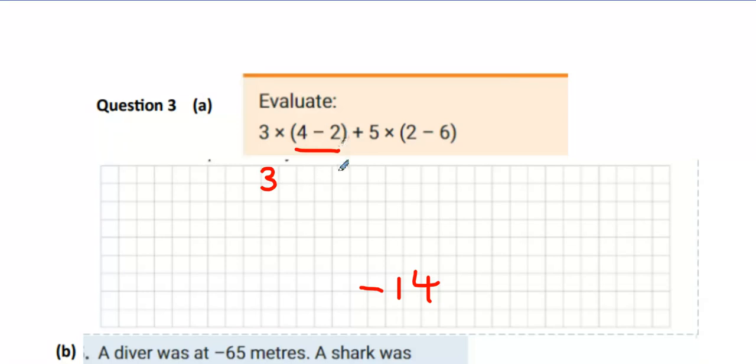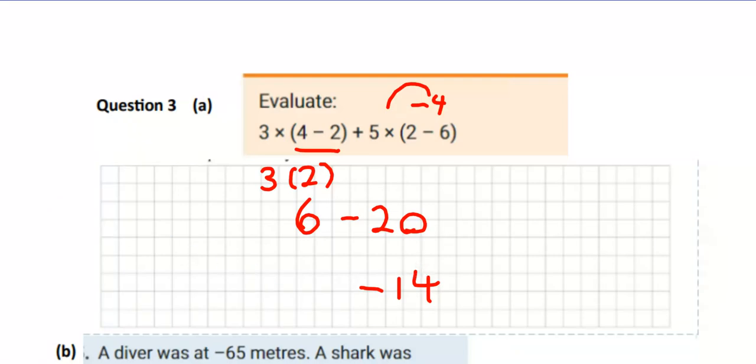What's 4 take away 2? 2. 3 multiplied by 2? 6. 2 take away 6? Minus 4. 5 multiplied by minus 4? 6 take away minus 20? Yeah. Good job. We all good?